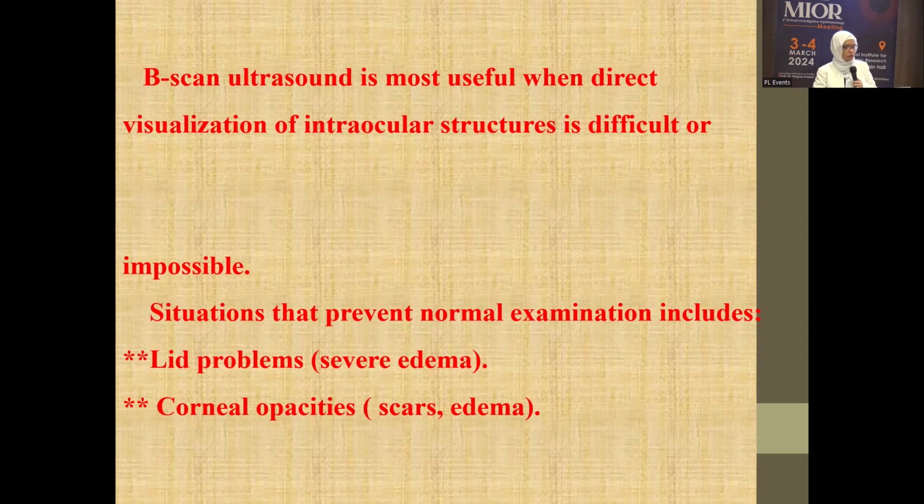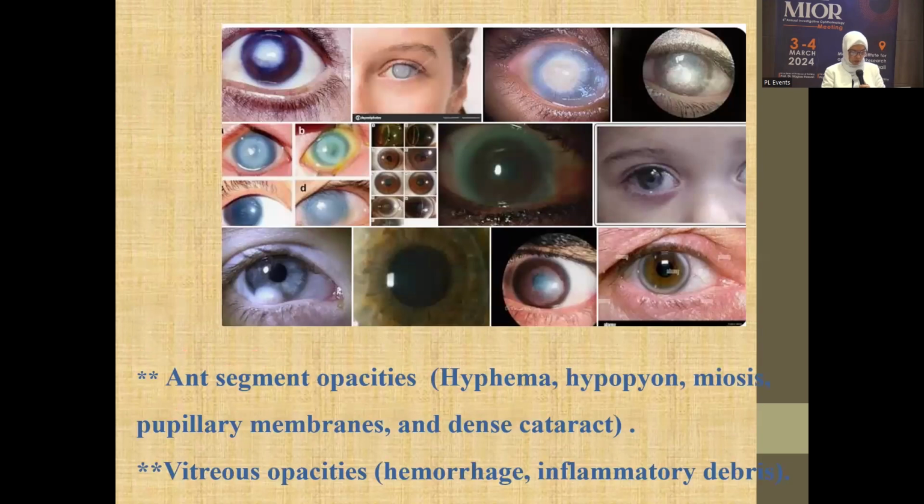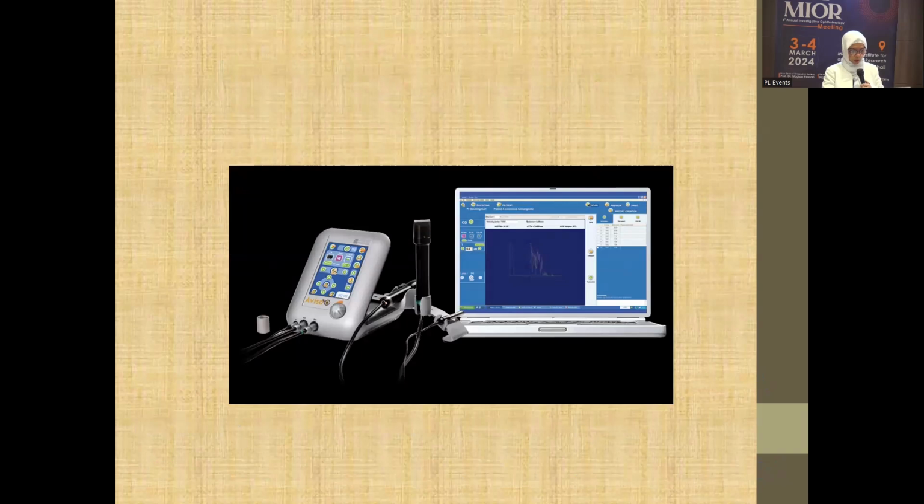We can't see what's inside the fundus, so we are going to talk about these impossible items like lid problems, severe edema, corneal opacities, just like scars or edema, as the photo says, different opacities in the media. So we have to use ultrasonography. Also, anterior segment opacities like hyphema, hypopyon, miosis, pupillary membranes, and dense cataracts. And finally, vitreous opacities like vitreous hemorrhage or vitreous inflammatory debris.